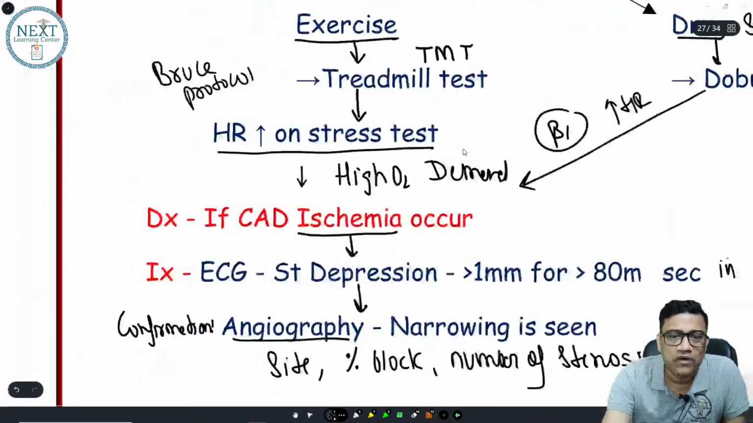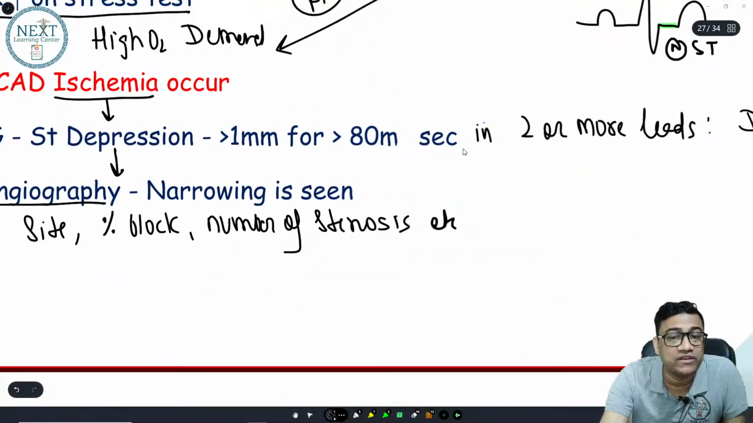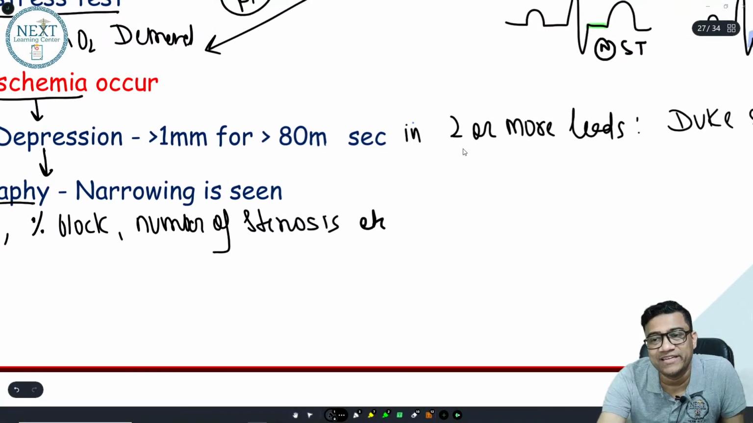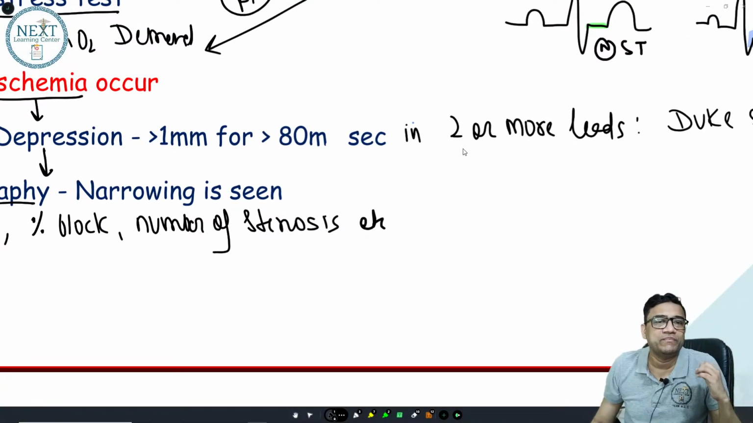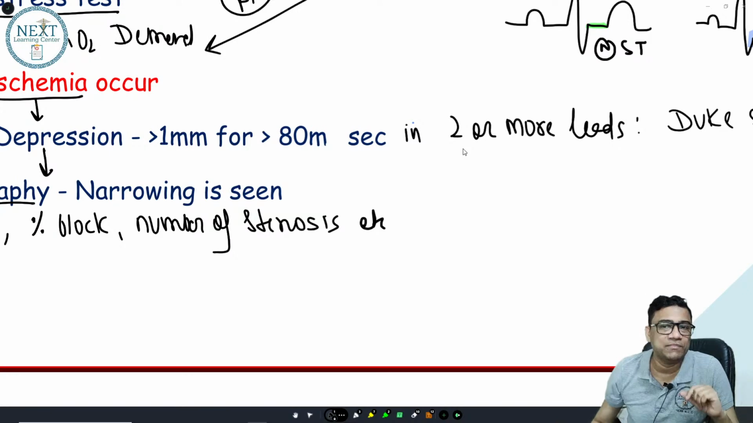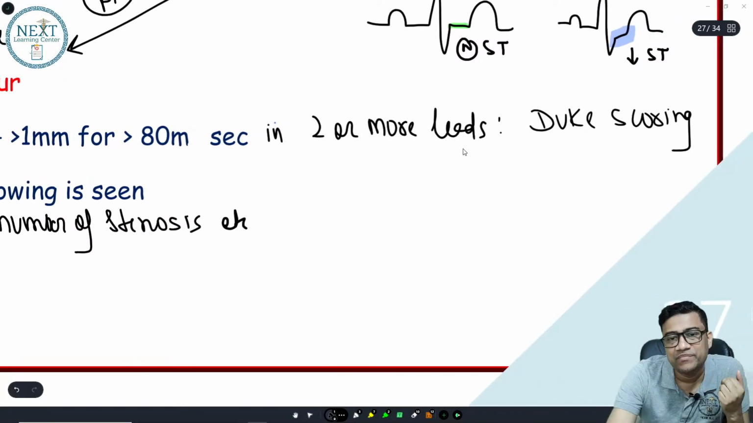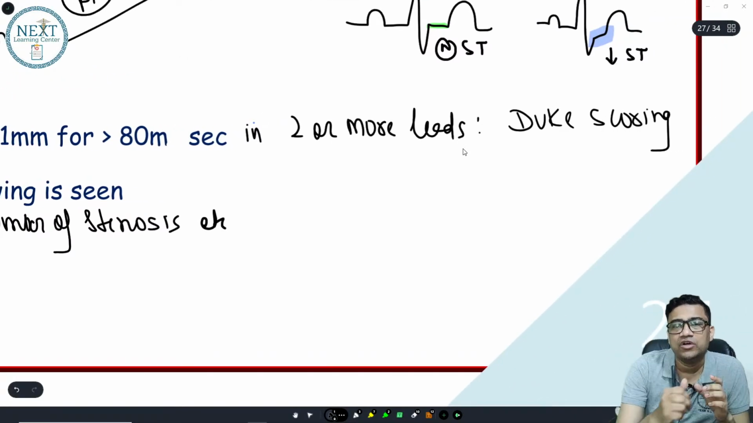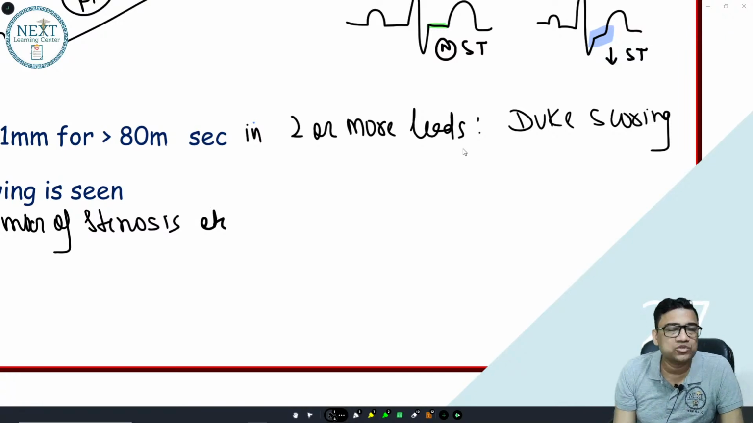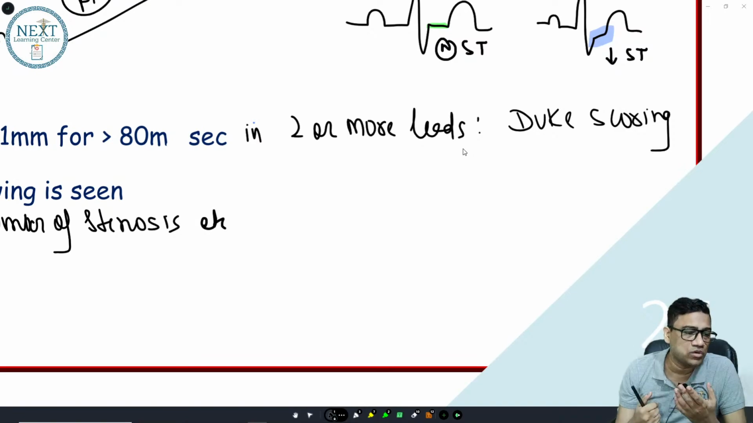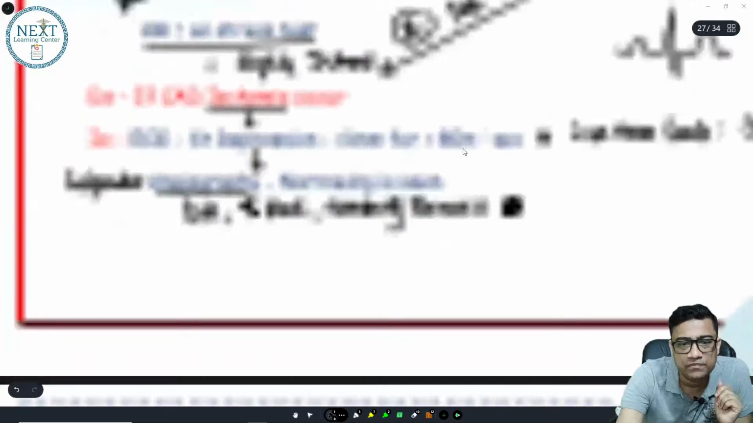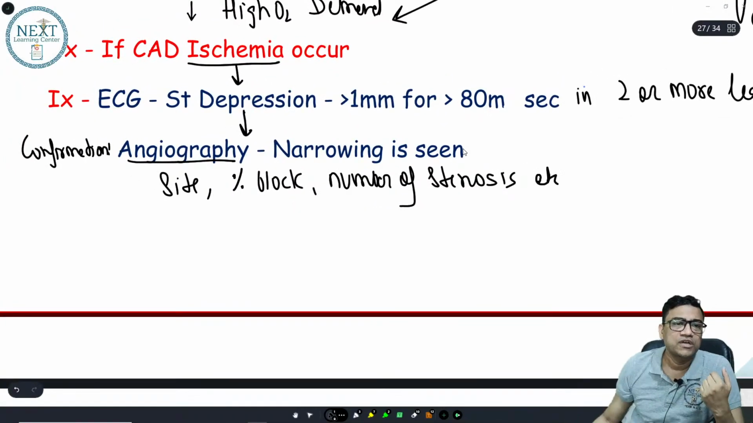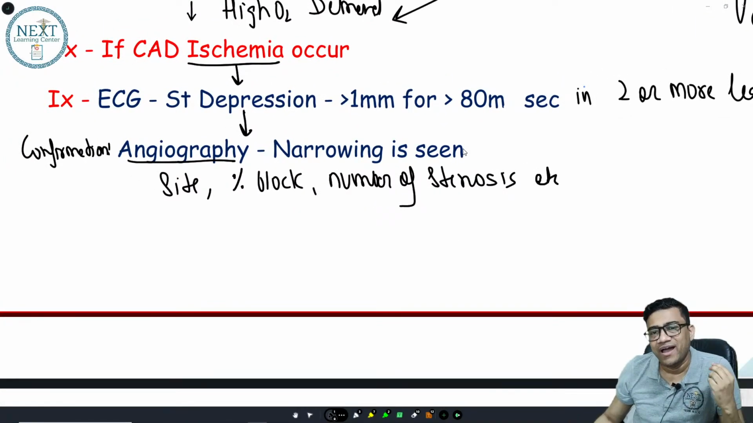Now once there is an ST depression of more than 1 mm for more than 80 milliseconds. So how much? 1 millimeter for more than 80 milliseconds, sorry, not seconds, in 2 or more leads, it is called a positive stress test. Or the scoring is called the Duke score. Very good, Duke score. Now, how do you confirm? So confirmation is via angiography.